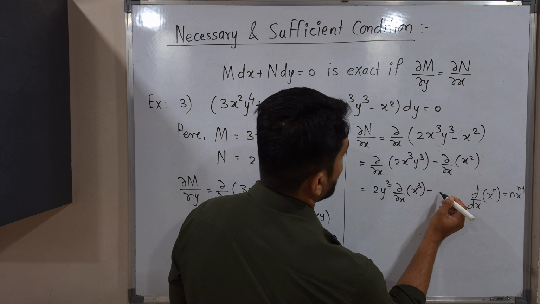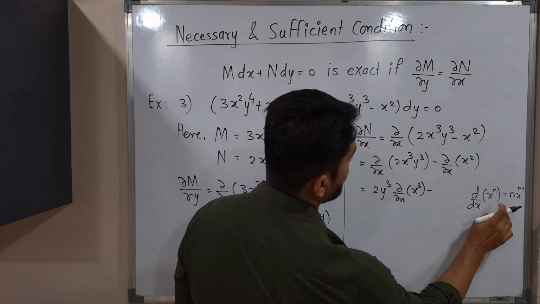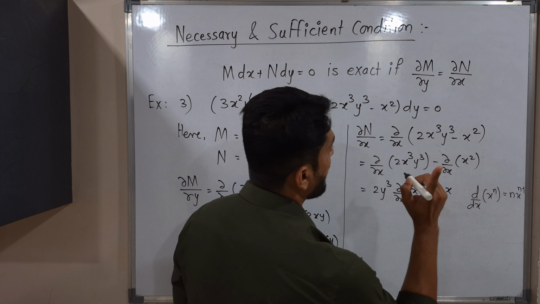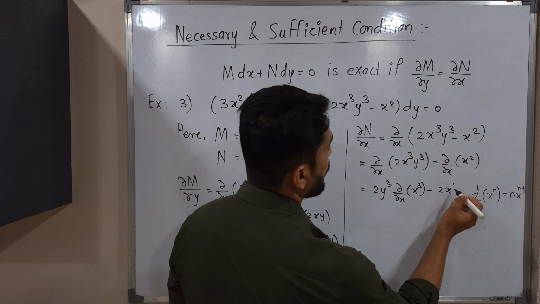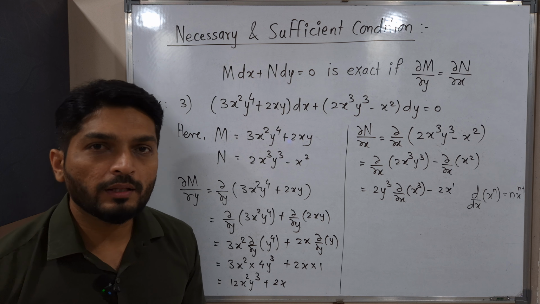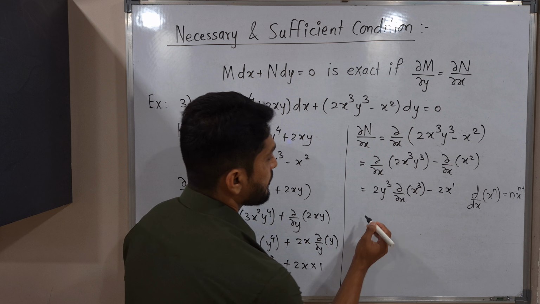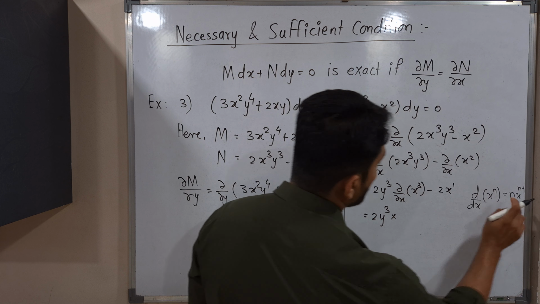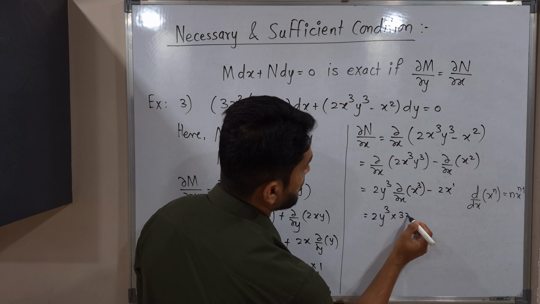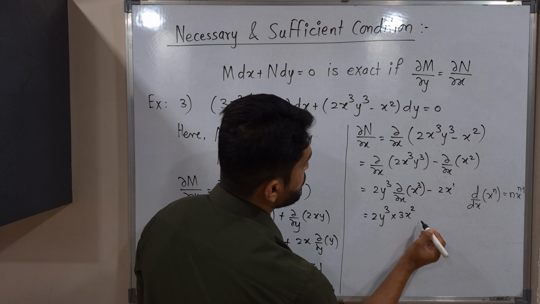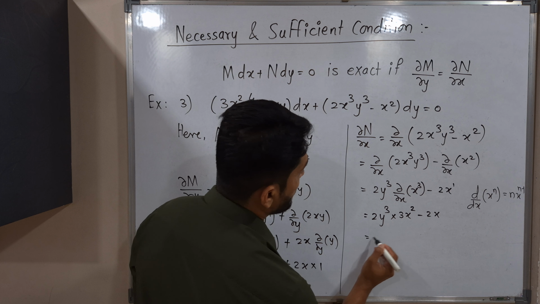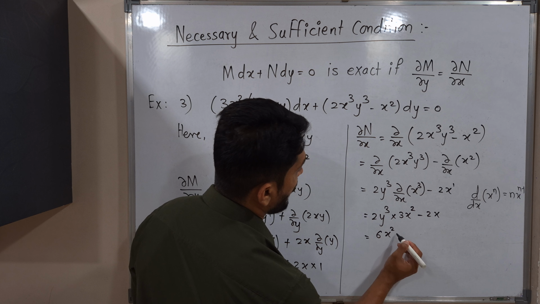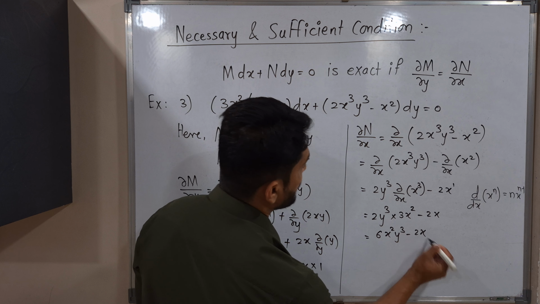Derivative of x square, same formula. Can you tell me? The power 2 I will write here and I will reduce the power by 1. So 2 minus 1 is 1. If the power is 1, no need to write it; you can keep it as it is. So 2y cube, derivative of x cube, same formula I will use. 3 I will write here and I will reduce the power by 1, it means x square, minus 2x. So let us multiply 2 into 3, 6 x square y cube minus 2x, right?